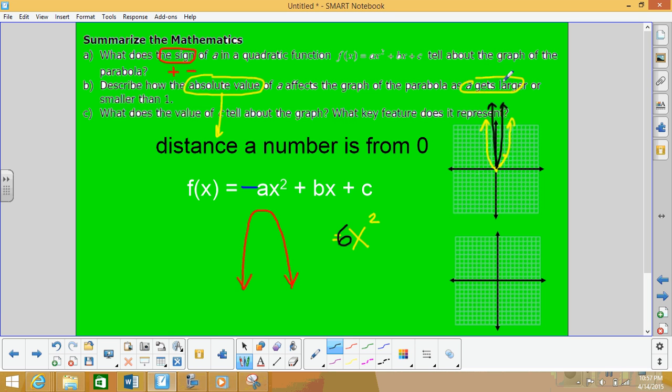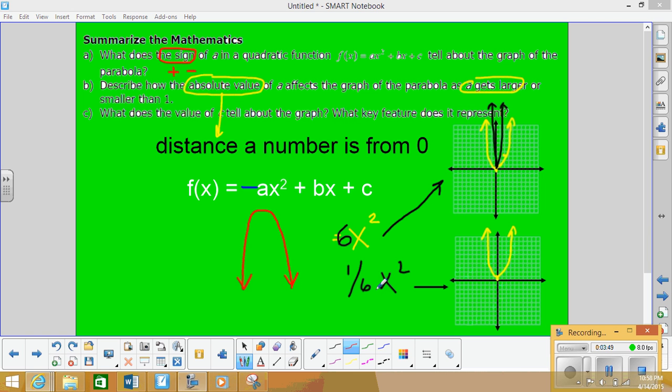So when a gets larger, it sort of thins the graph out closer to the y-axis, and it moves at a much quicker pace, if you will. It accelerates much quicker than the original.